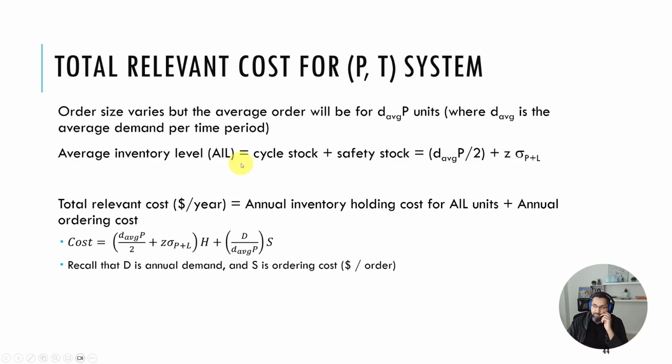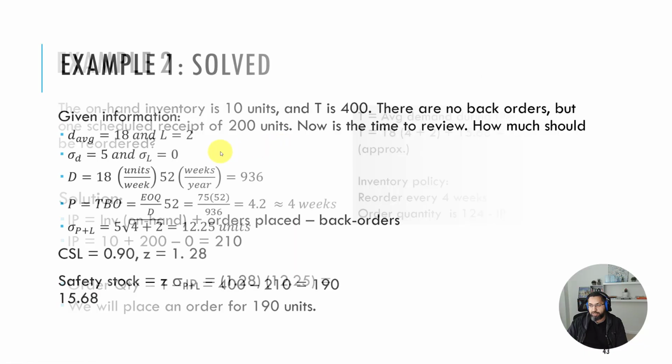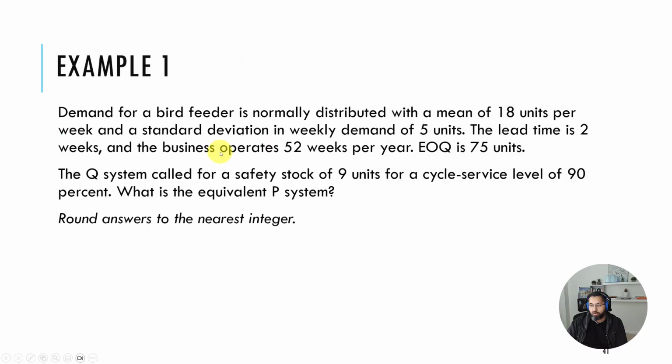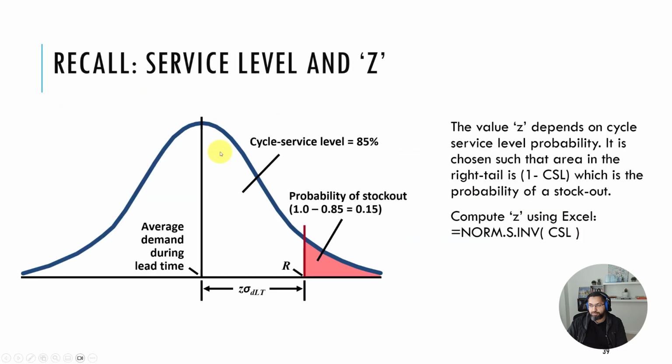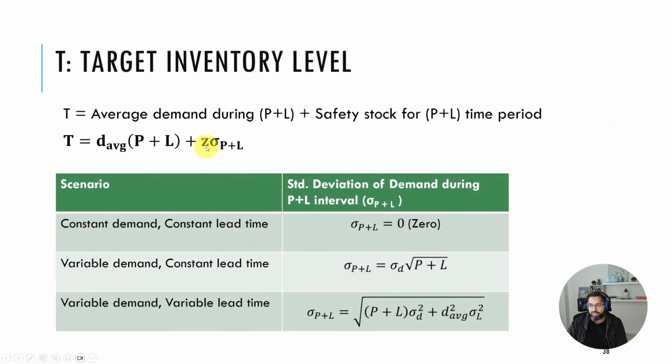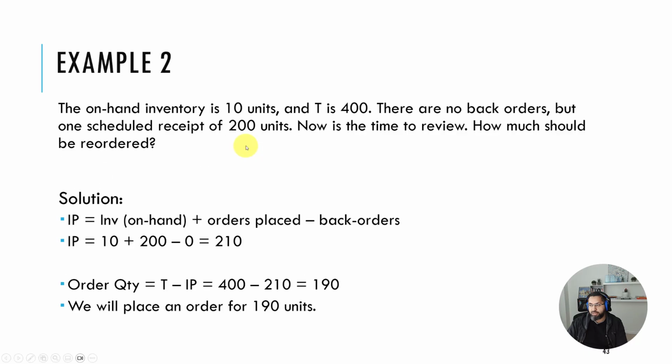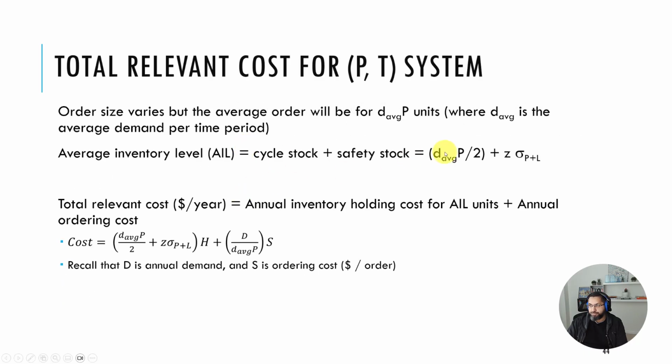So what is the average inventory level of a PT system? That's going to be cycle stock plus safety stock. We already know the formula for safety stock because it's part of the T formula. If you look at the T formula, that has the safety stock built into it: Z times sigma, the standard deviation of demand over the protection interval. So that is basically going to be the safety stock, Z times sigma P plus L right here.